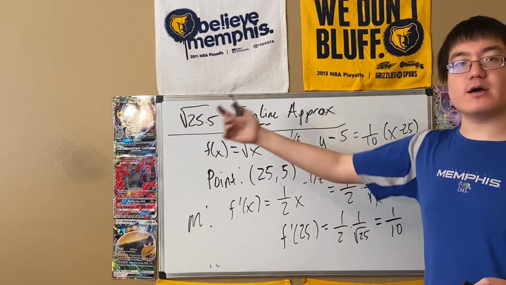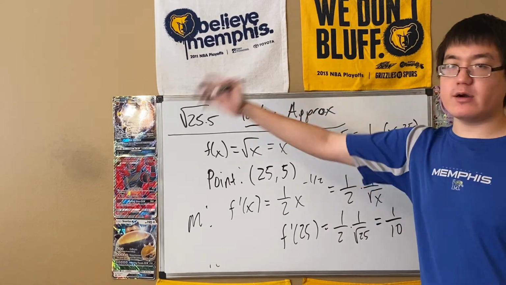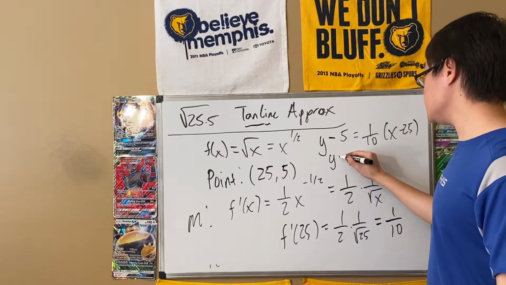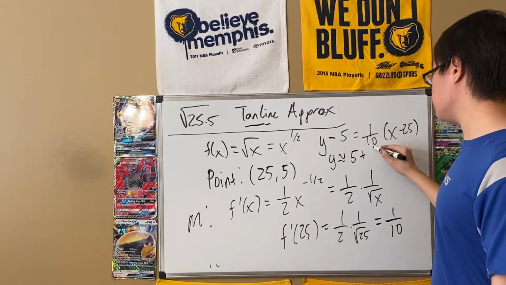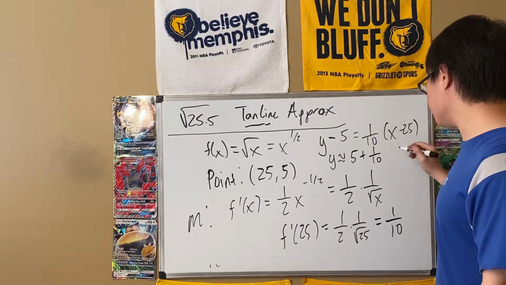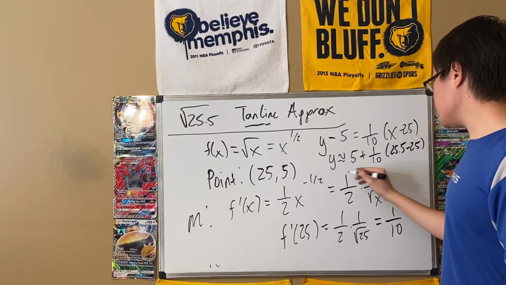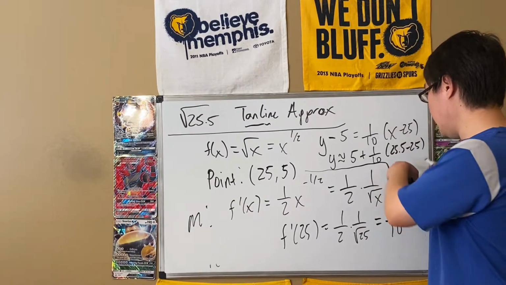Finally, we do have to plug in our weird number at the very end, just like the previous example. You save that weird decimal till the very end, and then you plug it in. So in this case, y is an approximate value. We're going to bring the 5 over, so it's going to be 5 plus 1/10 times 25.5 minus 25. I am running out of space, so let me try to separate everything right here. But it's not going to be too bad.